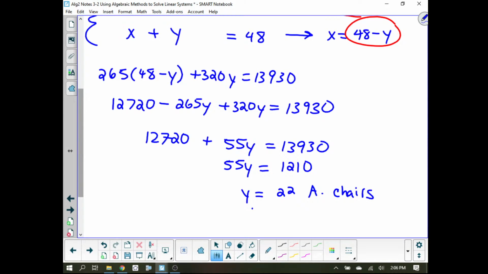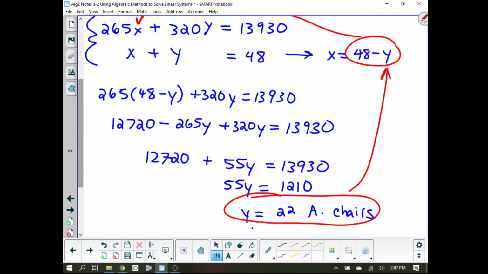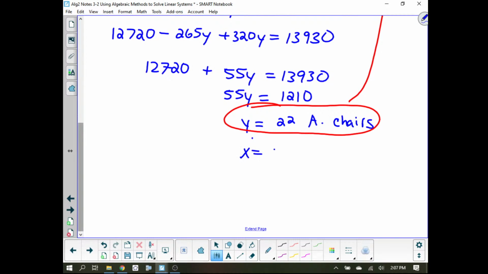How do I figure out how many rocking chairs? Where do I plug it in? I plug it in for Y, but where? Any of the equations above this one in particular is probably the easiest one. So take that 22, plug it right in there, and we can easily just do that math in our head. X comes out to 26. And that's 26 rocking chairs. Is that all right?